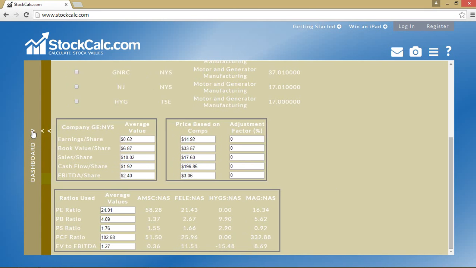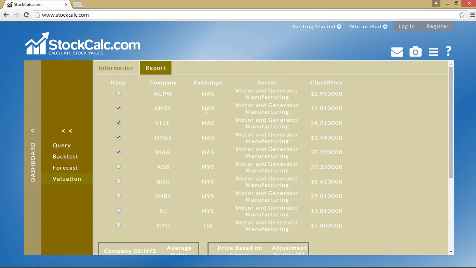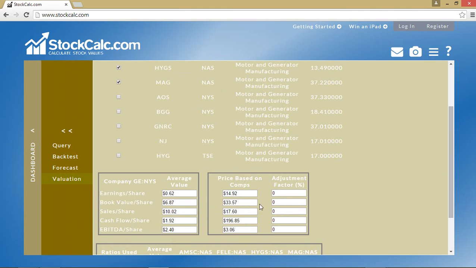Again, a very powerful tool that allows you to take a look at a variety of comparable companies to see how they factor in and allow us to calculate the value for the company that we're looking at.